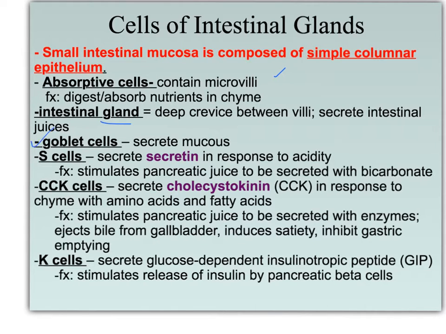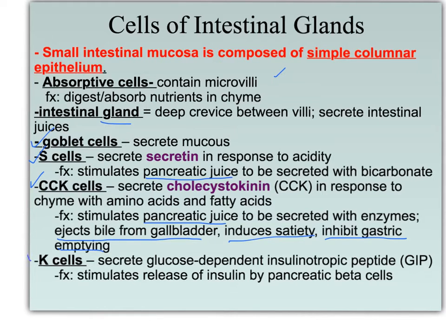Mucus, secreted by goblet cells, secretin, secreted by S cells, and secretin is what tells the pancreas to release more pancreatic juice because some of the contents from the stomach have been dumped into the duodenum. CCK cells, which secrete cholecystokinin, and that also stimulates pancreatic juice. It also causes bile to be ejected from the gallbladder, makes you feel full, that's what satiety means, and then slows down the stomach from emptying its contents into the duodenum.